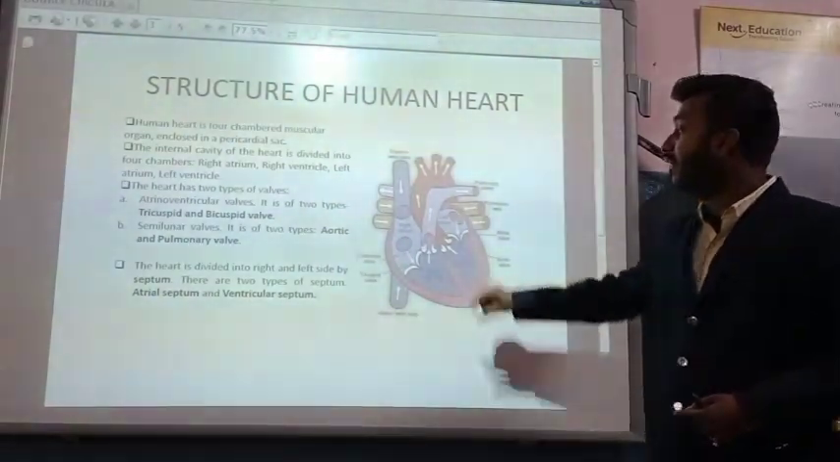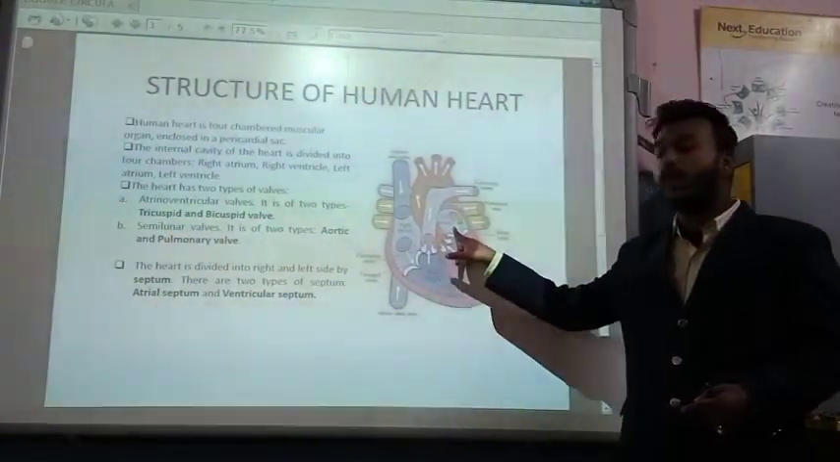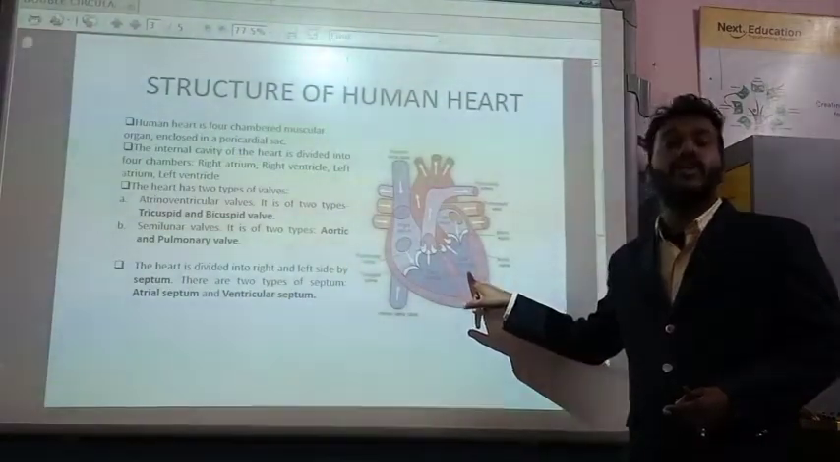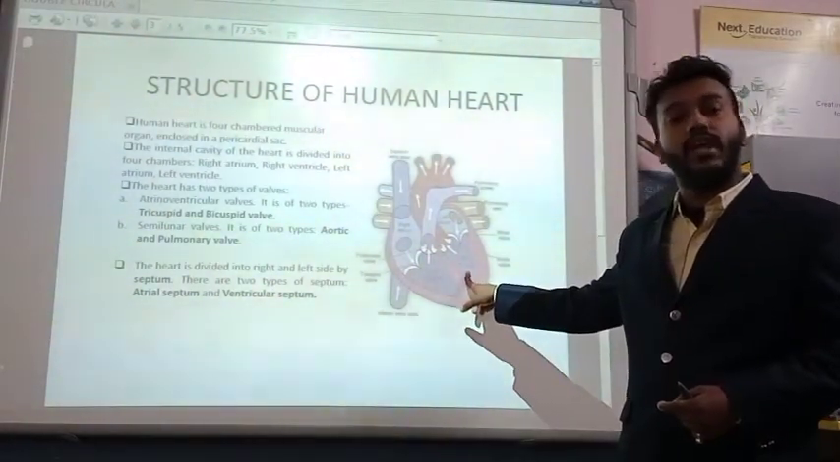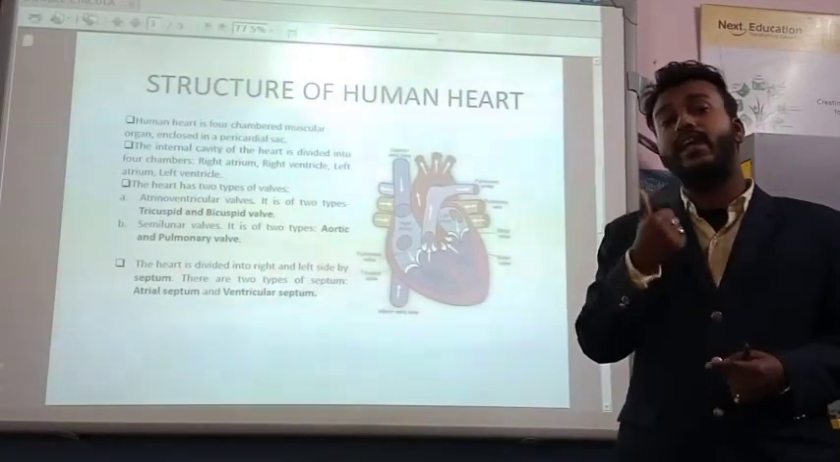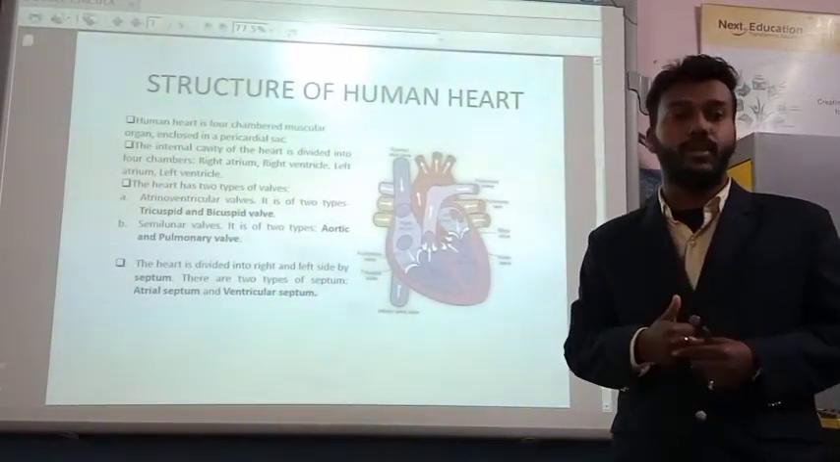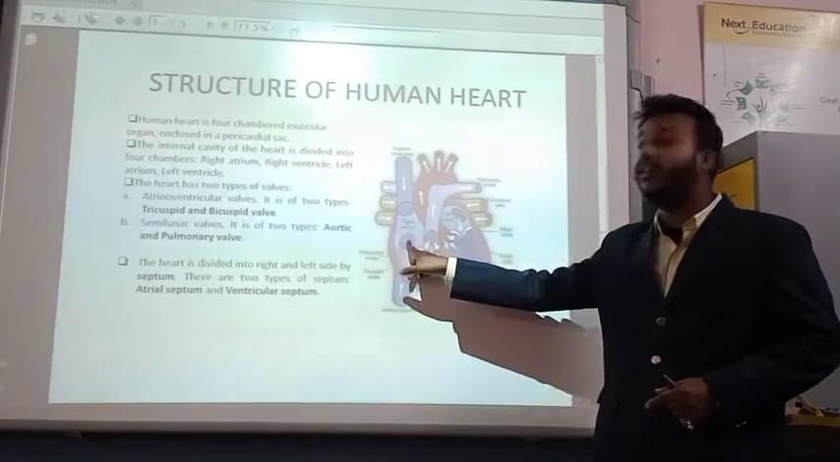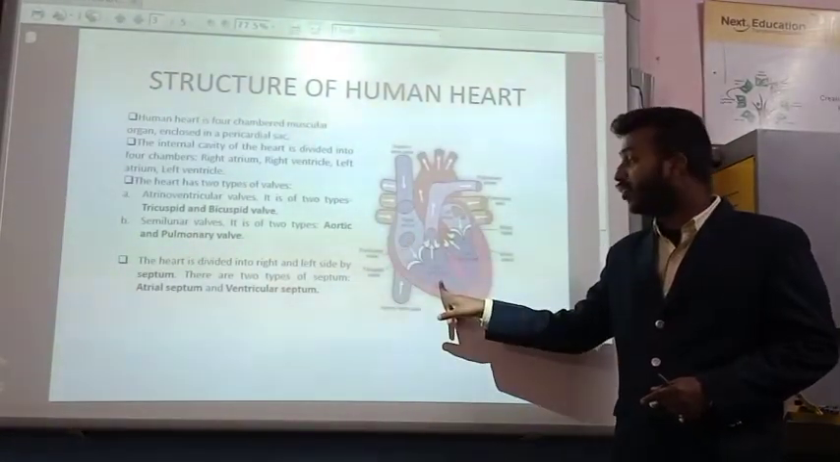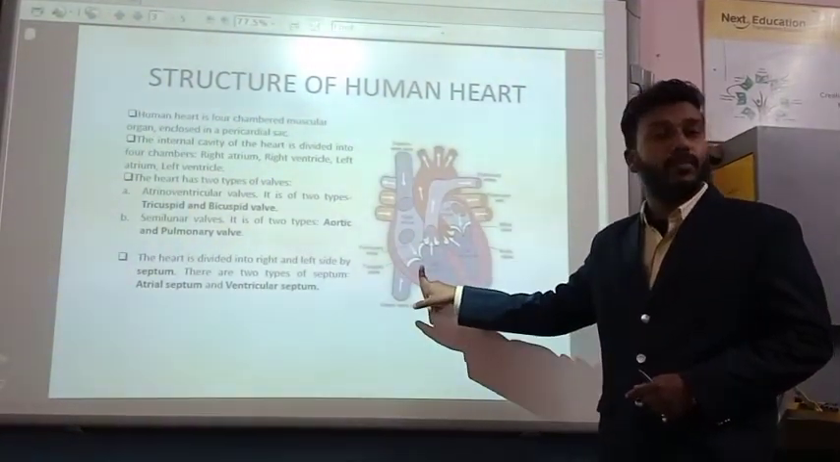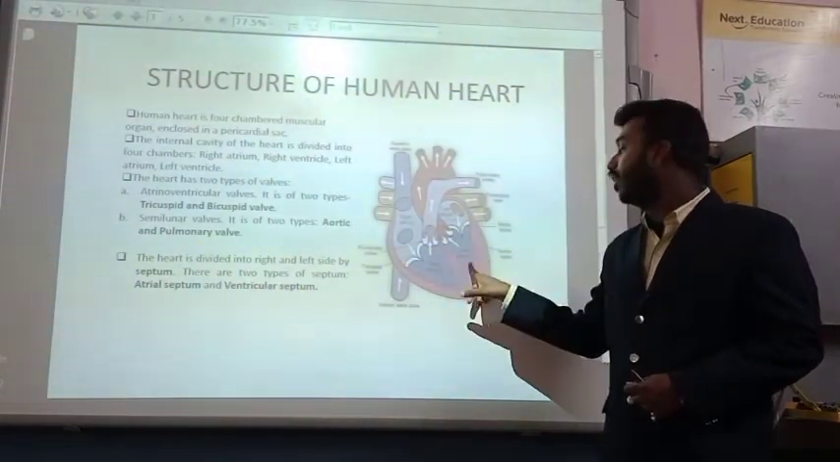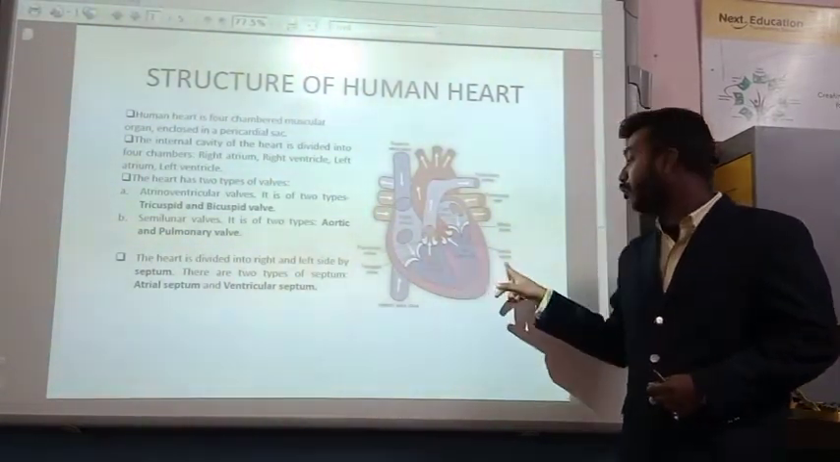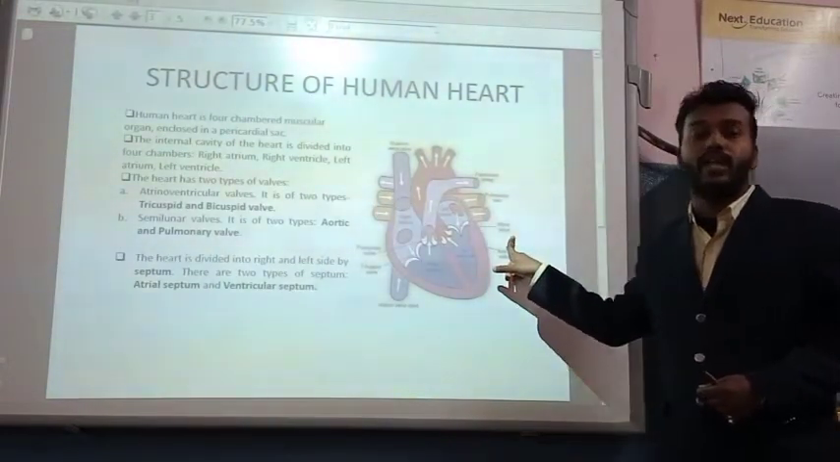There are mainly two types of valves present. One will separate the upper two chambers, that is the atria, from the lower two chambers, that is the ventricles. Those are called atrioventricular valves. Now there are mainly two types of atrioventricular valves. One that separates the right atrium from the right ventricle is known as the tricuspid valve, and the other one that separates the left atrium from the left ventricle is known as the mitral valve or bicuspid valve.